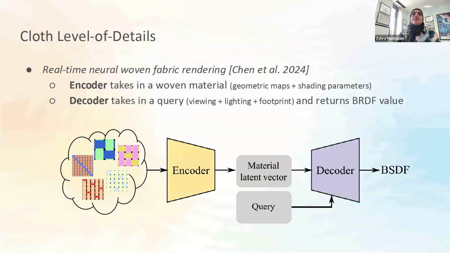The other way we can do the level of detail is using a neural approach. To do so, we basically have an encoder to pass all the geometric maps and the shading parameters into this latent. And then we have a decoder that gets the view, the light and the footprint, and then spits out the actual BSDF or BRDF, which is the RGB value of that pixel. So this is another way to do the level of detail.